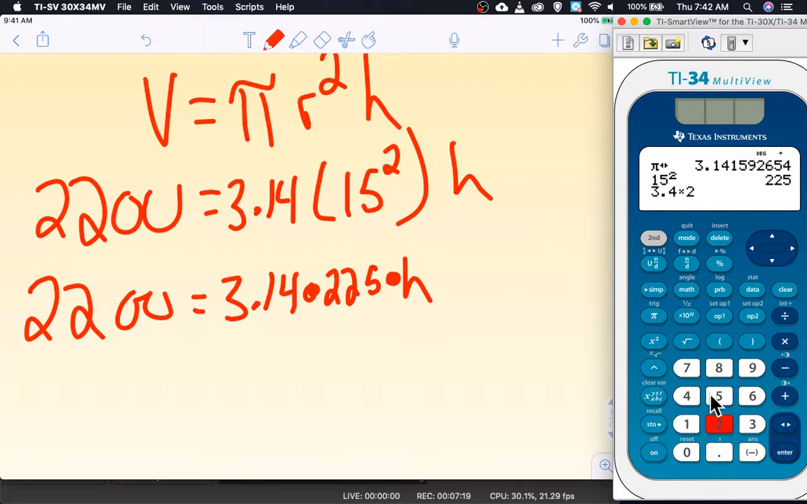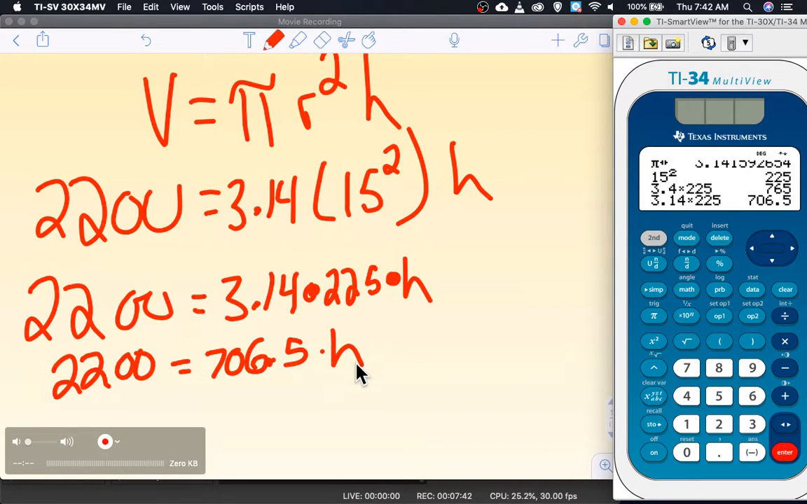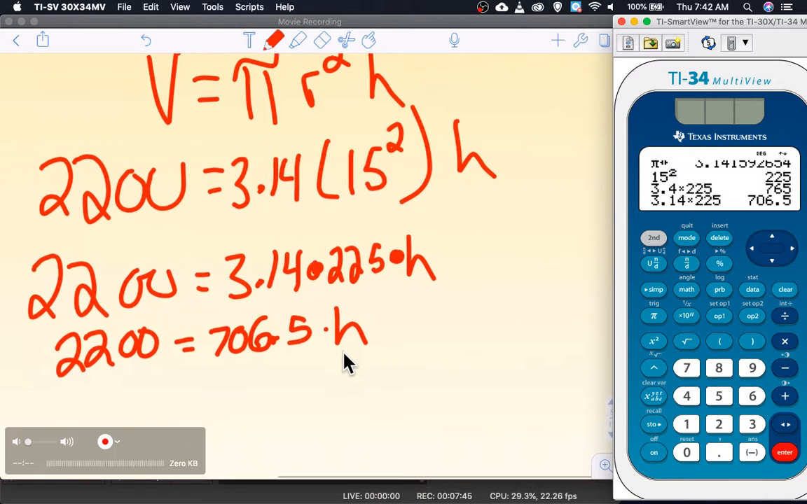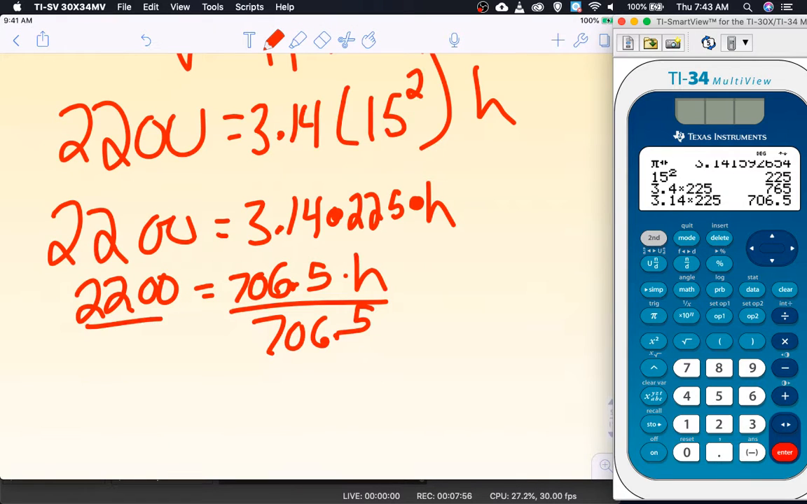3.14 times 225 is, oopsie, I see it only put 3.4. There you go. 2200 equals 706.5 h. Now, our goal is still to get the h by itself. We're solving this equation. So in order to do that, since this is a multiply, 706.5 times h, we're just going to divide by 706.5 on each side.